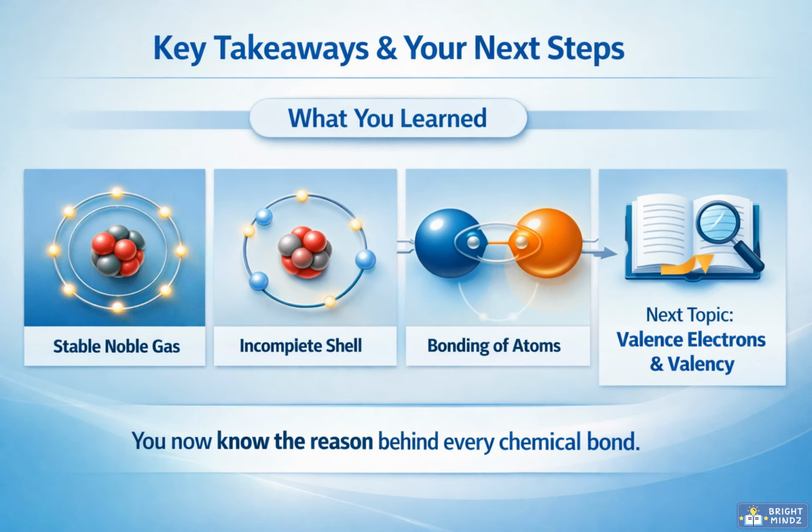Let's bring this together. Noble gases are stable because their outer shells are complete. Most other atoms have incomplete valence shells, so they bond to become more stable. They do this by losing, gaining, or sharing electrons. This one idea explains ionic and covalent bonding, and it leads directly into valence electrons and valency next.